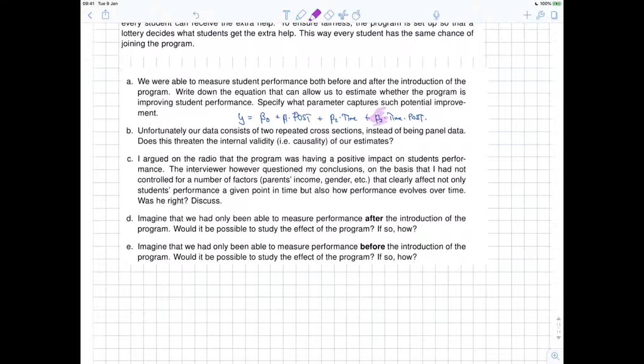Okay. That's what that is. Yeah, when post is just treatment, right? With post, I really mean treatment there, right? So maybe I should just say treatment. Treated. Treat.